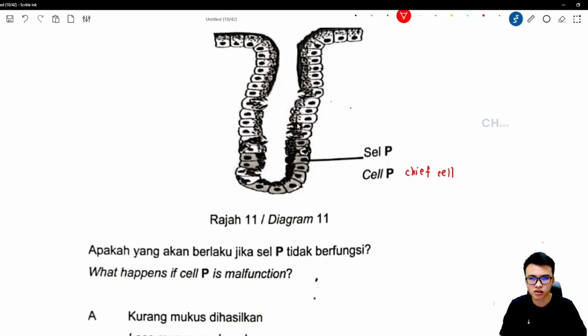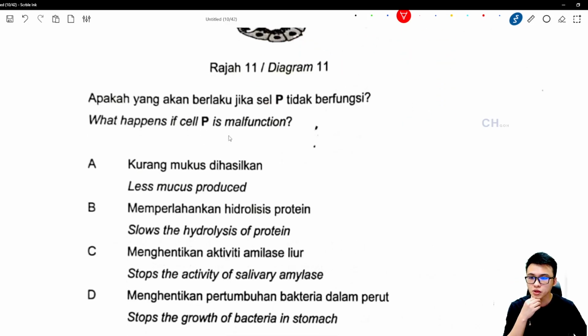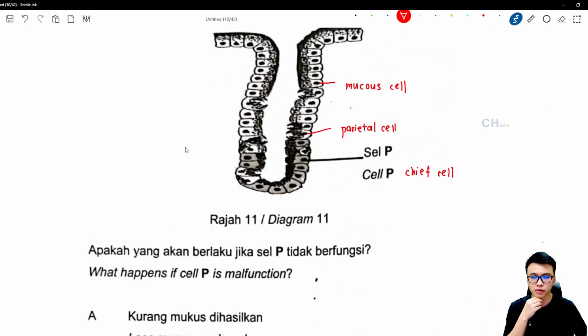In the middle one, you can see there's a very sharp thing here. Okay, it looks like needles. Now this cell is called the parietal cell. And on top of that, we don't have the sharp thingy on the cell. That cell is called the mucus cell. Okay, so what happens if cell P malfunctions?